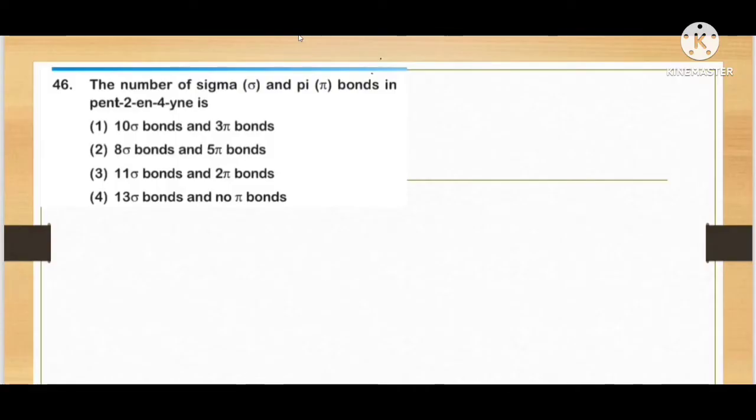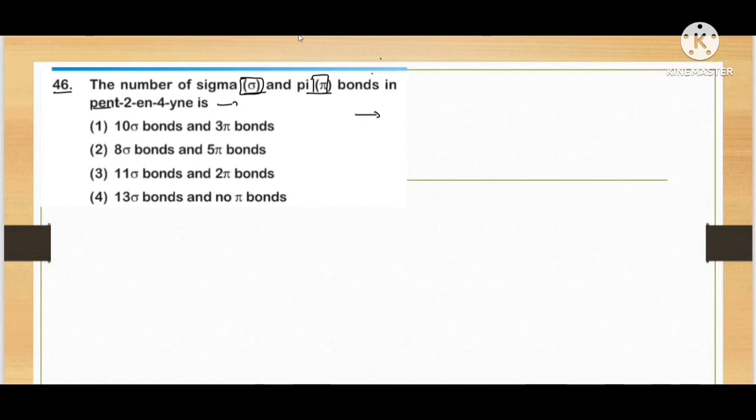Now let us discuss the 46th question. The number of sigma and pi bonds in pent-2-ene-4-yne is... Here they are asking for the number of sigma bonds and pi bonds in the given compound. Now let us try to write the structure of the given compound.